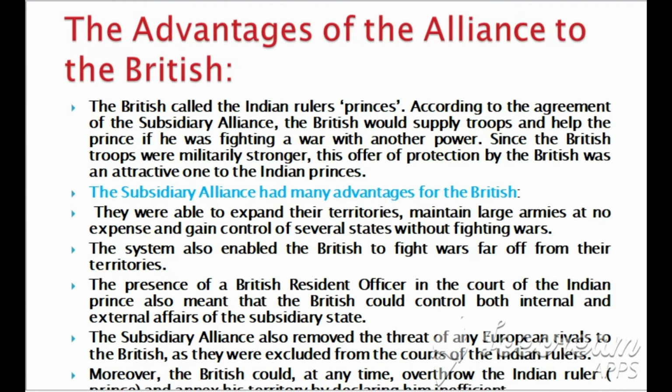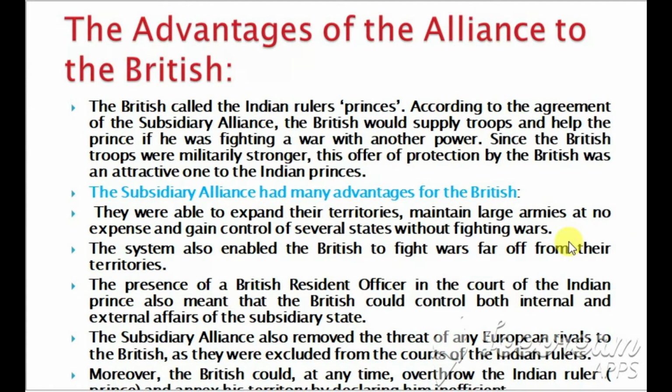Now, one very important thing we need to note is that the British called the Indian rulers princes. According to the agreement of the Subsidiary Alliance, the British would supply troops and help the prince if he was fighting a war with another power. Since the British troops were militarily stronger, this offer of protection by the British was an attractive one to the Indian princes.